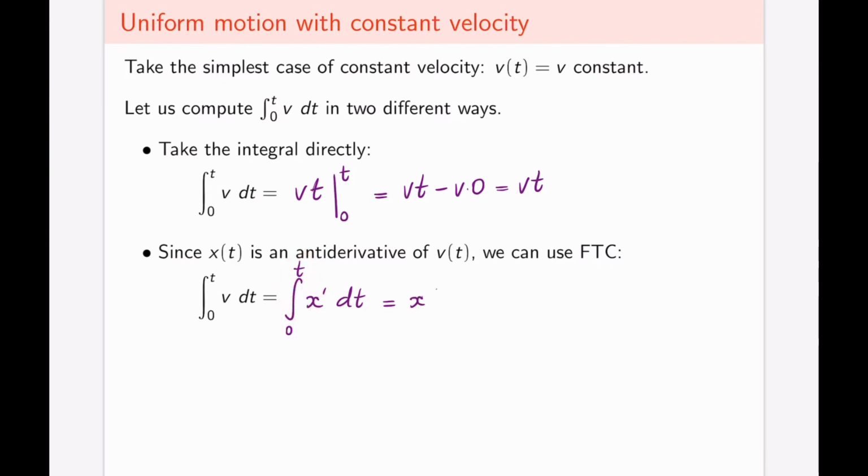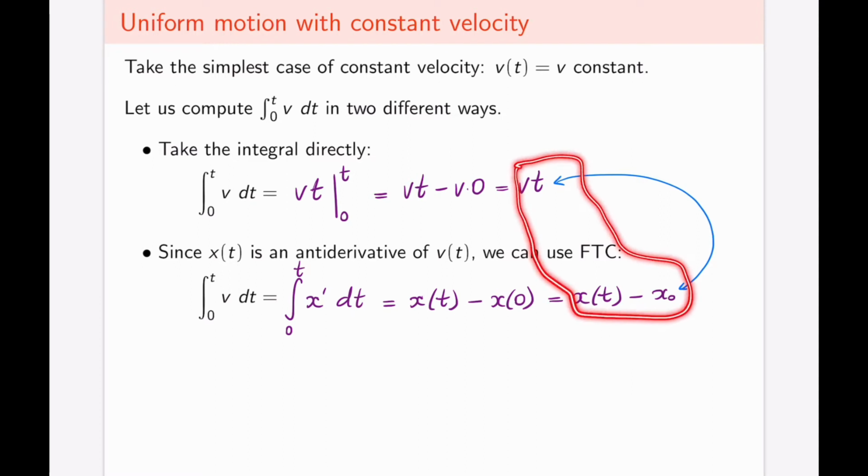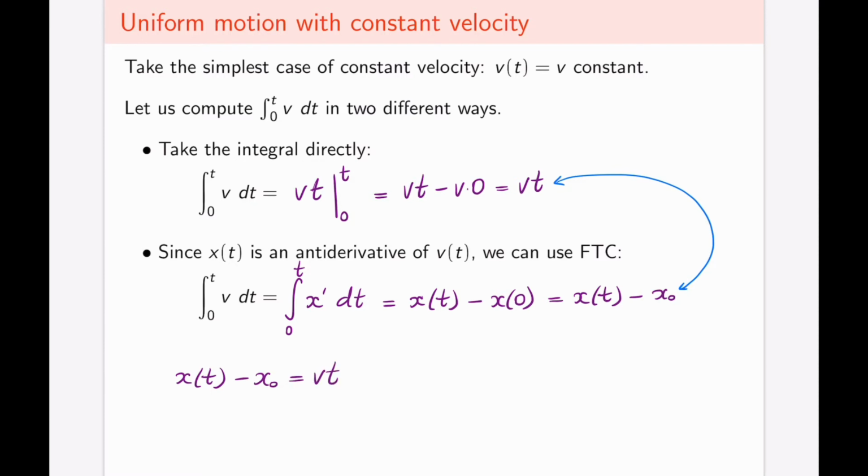So this will give me x of t minus x of 0. Now, x of 0 being the position at time 0 is often called the initial position, and because the initial position is something that's usually known, we denote it by x sub naught. Now, these two things, of course, have to be the same because they are, in fact, the exact same integral computed in two different ways. So what I'm going to do is equate these two expressions and see what that gets me. So what I have is that x of t minus x naught is equal to vt.